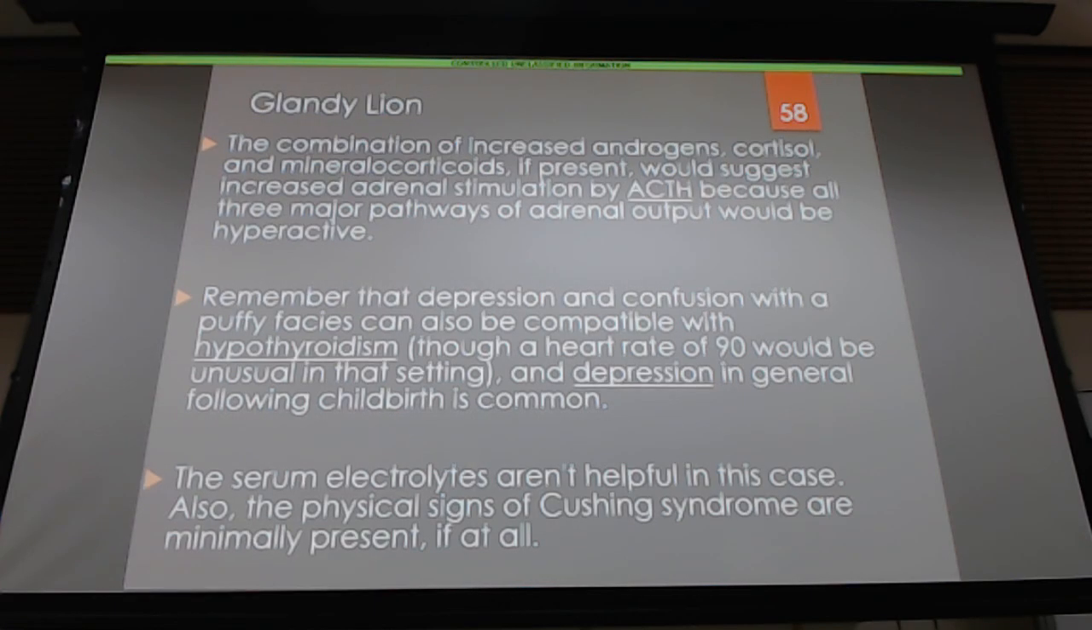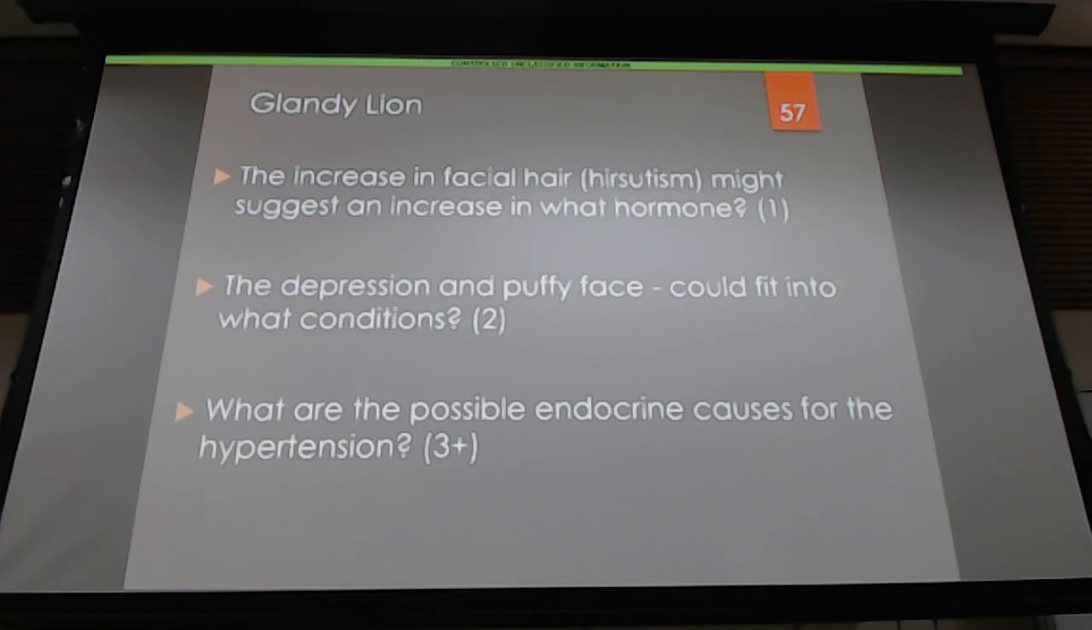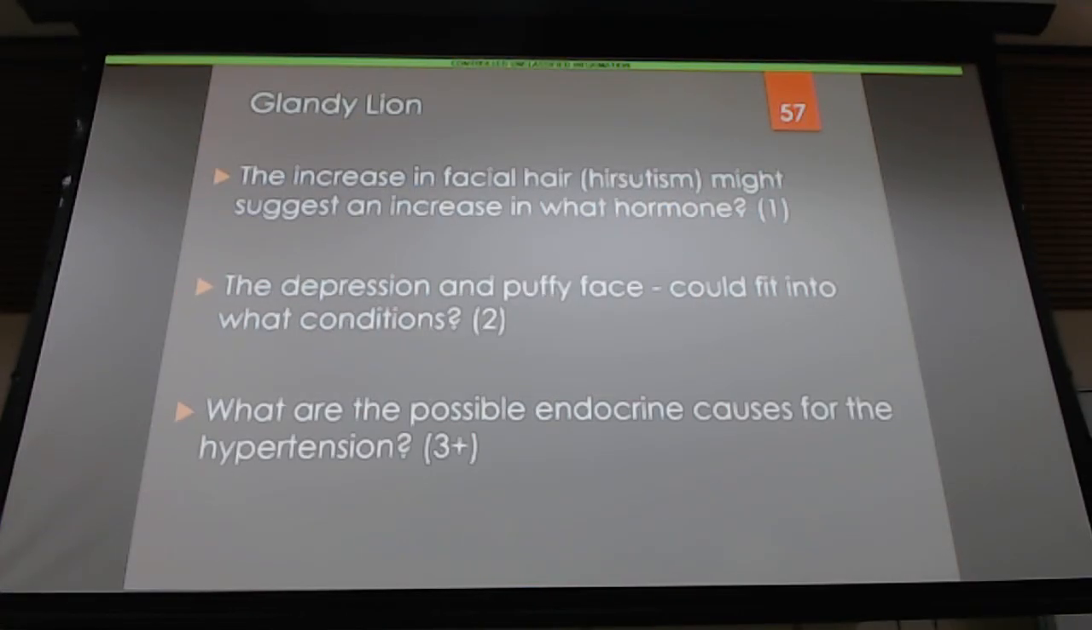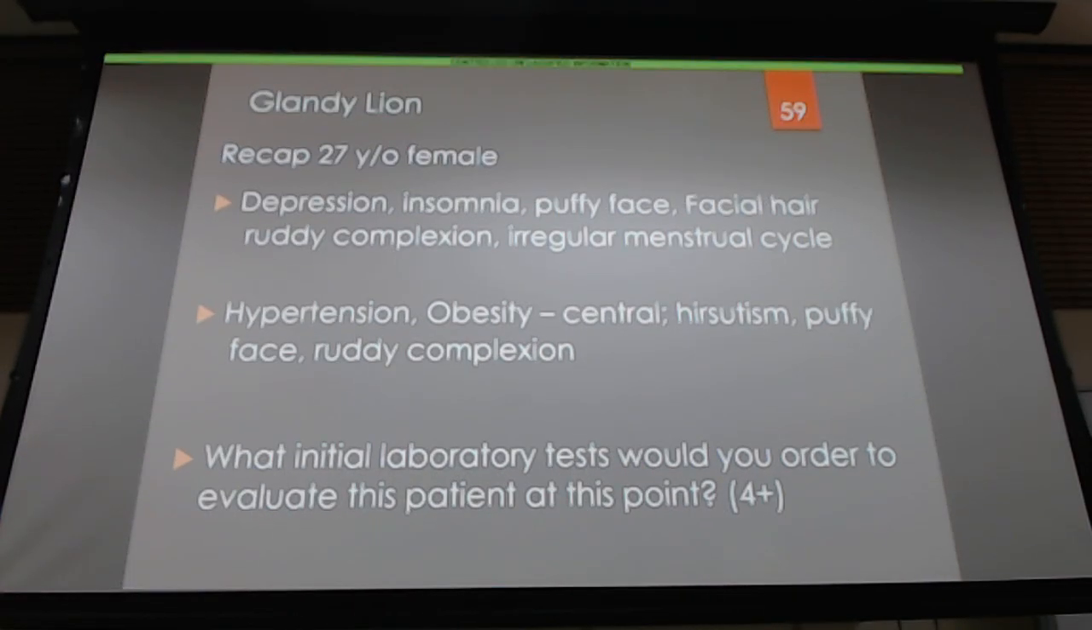I'm not going to read this, but this is a breakdown of how her signs and symptoms relate to the hormone, along with the medical decision making I added. If this doesn't click for you, you can read the slide today. All right, recap. We have a 27-year-old female struggling with depression, postpartum, insomnia, puffy face, facial hair, ruddy complexion, irregular menstrual cycle, hypertension, obesity, that's central obesity, and hirsutism.